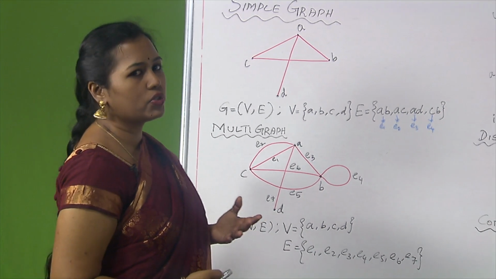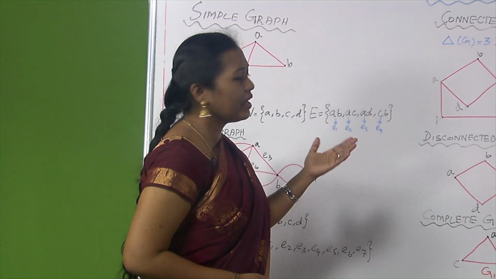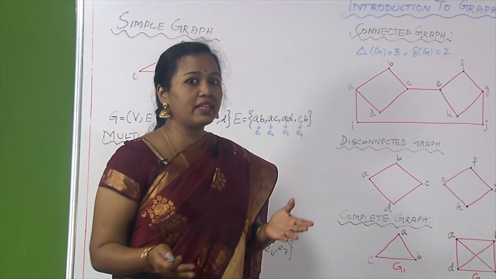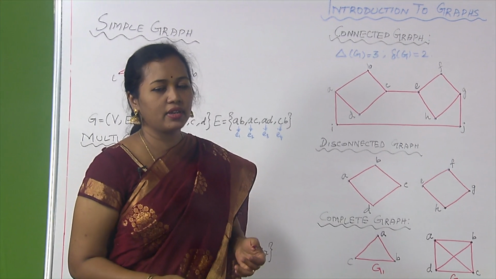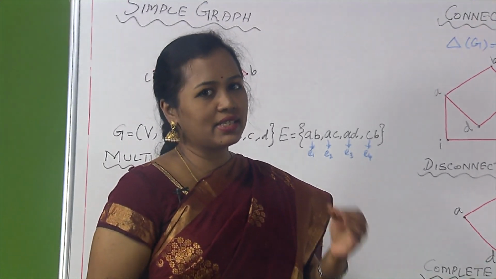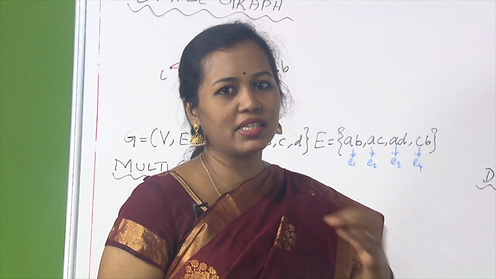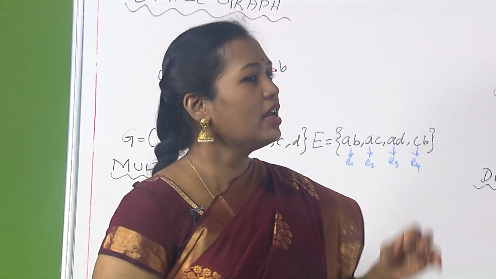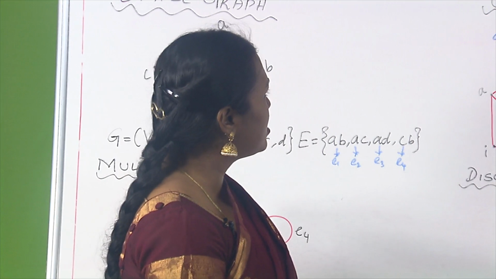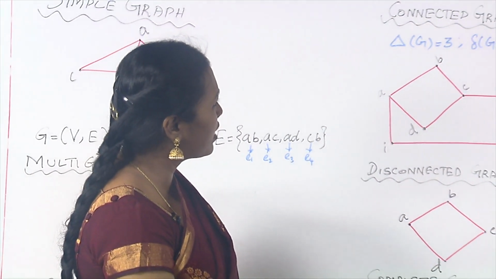Now, let us move on to one more concept, which is the connected graph. A graph can either be connected or disconnected. In a connected graph, there exists a path between every two vertices. So, that is the basic tenet of a connected graph. There exists a path between any two vertices. So, here this is an example of a connected graph.